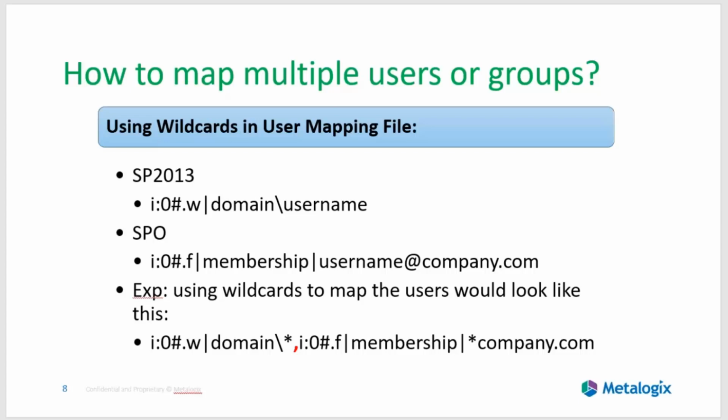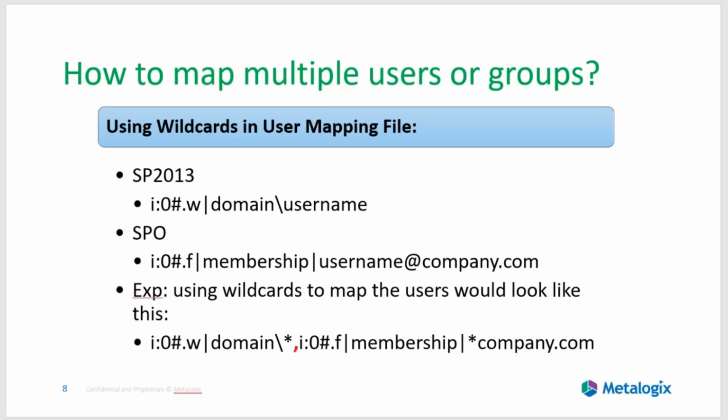Sun? Okay, so an example where we would want to map multiple users or groups is, for example, if your company has 10,000 users, it would be very difficult to map those users manually one by one. So what you could do is use something called a wildcard. And what that is, in the example on the slide, is if you're mapping from, say, 2013 to SPO, you want to keep your formatting as close as possible.